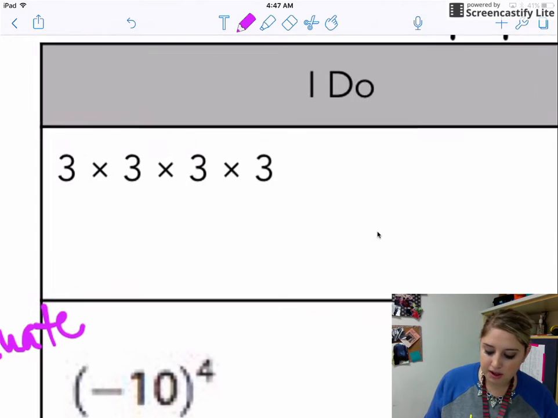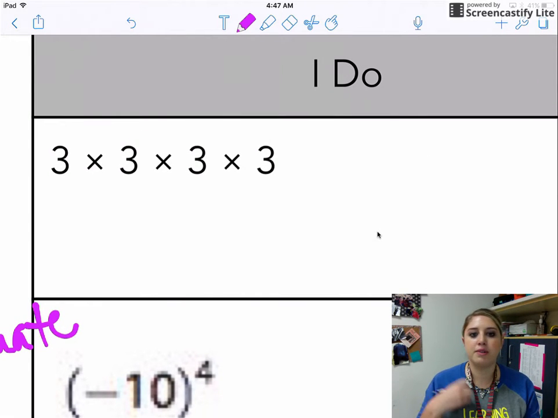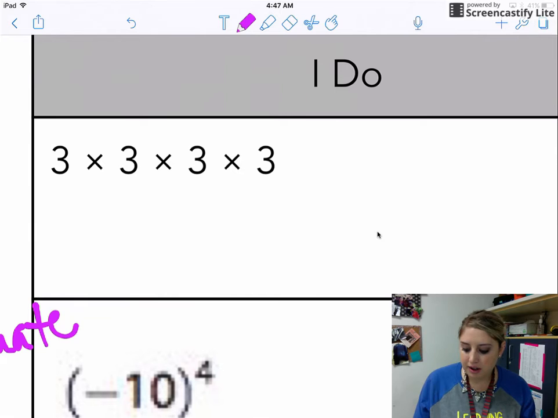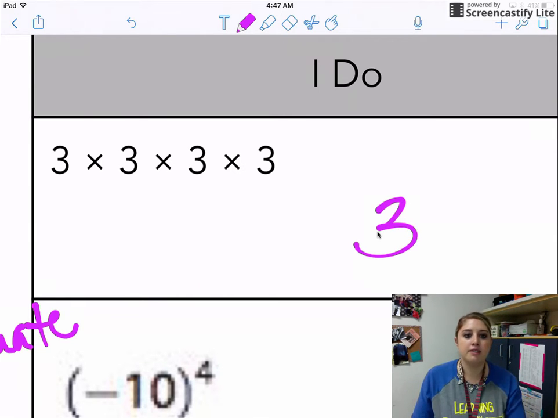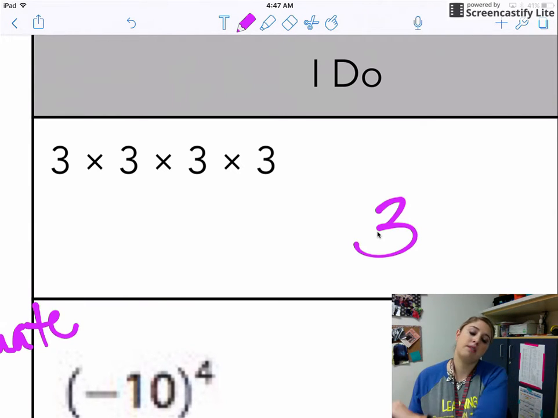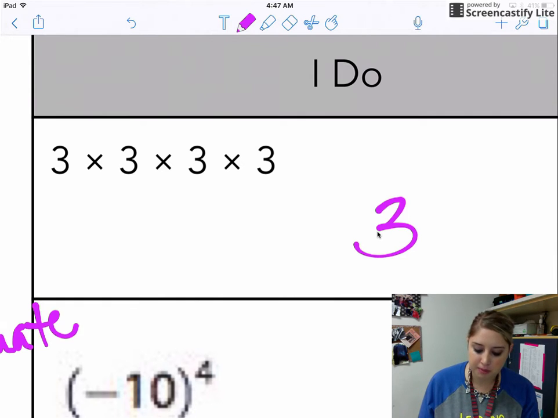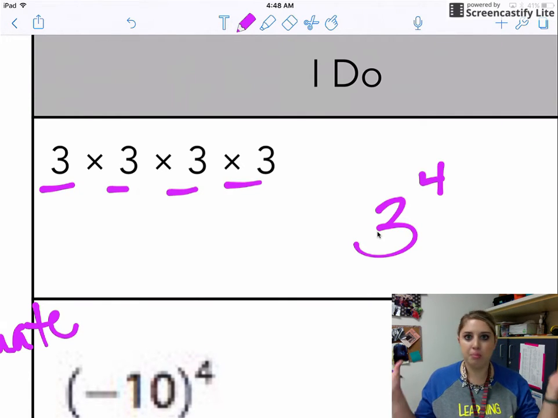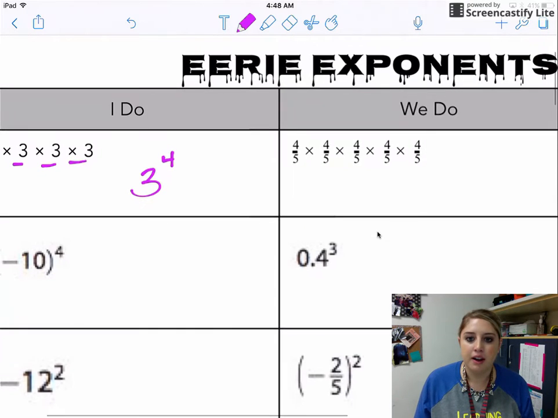So the first one, I'm going to zoom in on 3 times 3 times 3. Remember, we talked about there's a base and an exponent, and this is written expanded, so we want to condense it. So a 3 is repeated over and over again. That's our base. And then we look at how many factors of that there are, or how many times it is repeated? 1, 2, 3, 4. So this is 3 to the 4th. Not bad, right?